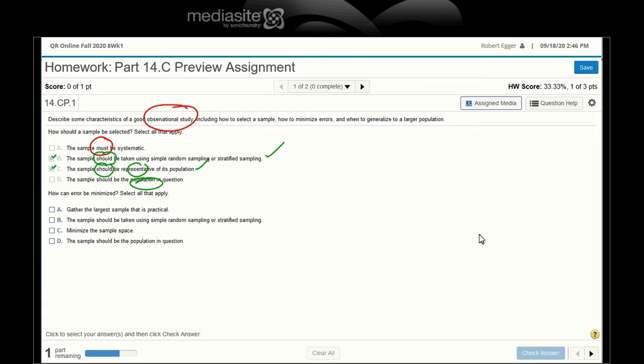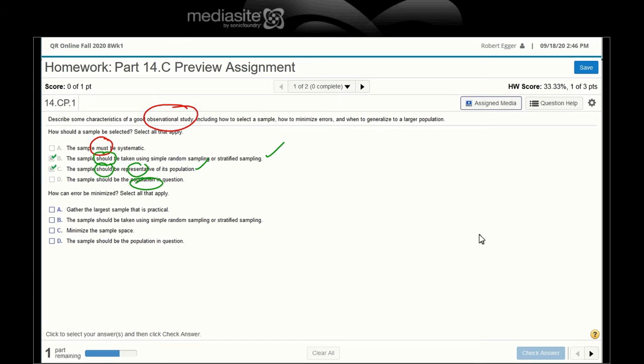Again, notice when I circle it, a systematic sample could be used, but it says must. It's one of those absolutes, and absolutes are usually a buzz for maybe, but not the greatest of answers. And again, the last one, because sampling is to not have to do the entire population.